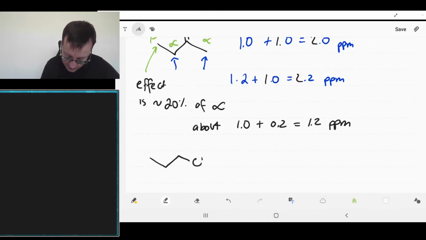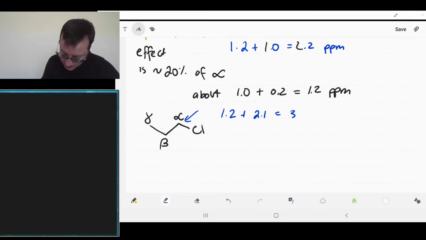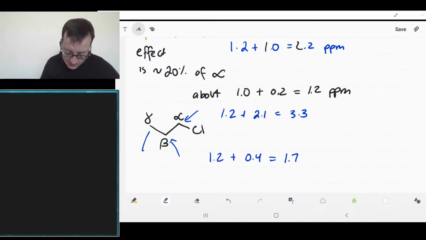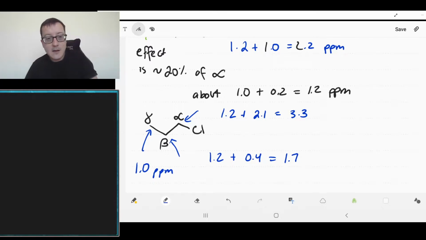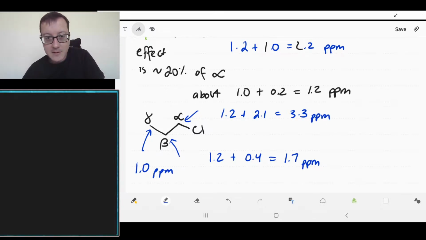So, same thing here. We've got a chlorine. This would be the alpha position. This would be beta. So for a chlorine, we saw that a chlorine is going to put it up by about 2.1, thereabouts. So this one we're going to see 1.2 plus 2.1 is 3.3. This one we would see it's 1.2 plus, let's say, about 0.4-ish, or we see it about 1.7. And then this one we'll just see plainly at regular old 1.0. Gamma, there's no effect from the chlorine. It's too far away. So things have to still be kind of close for them to start messing with your chemical shift. So there we have that. That's the last thing I wanted to say about chemical shift.